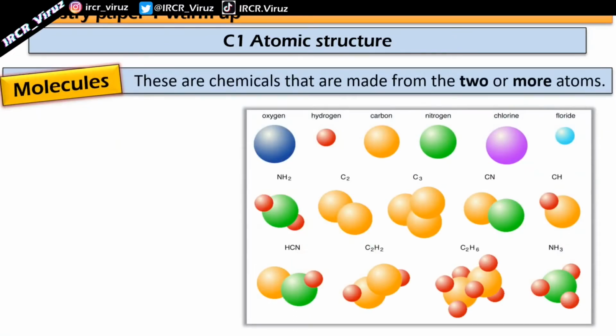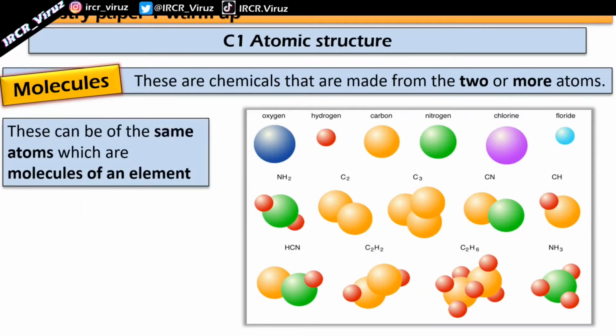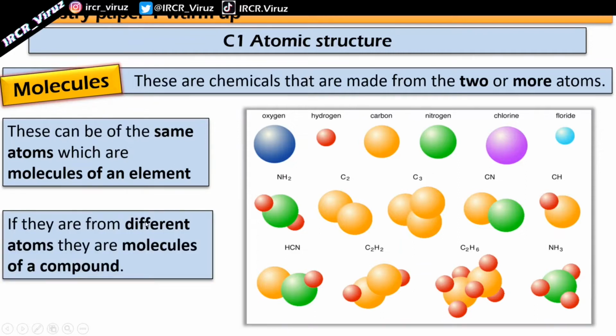Now when looking at molecules, these are chemicals that are made from two or more atoms. These molecules can be of the same atom, which are molecules of an element, like the ones that we have here, these two carbons and these three carbons joined together. And if they are from different atoms, they are molecules of a compound. So we've got this one here, with two or more different types of atoms. That is a compound, and so are the others. You get the idea, okay?